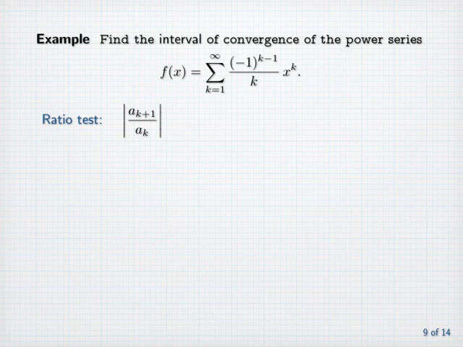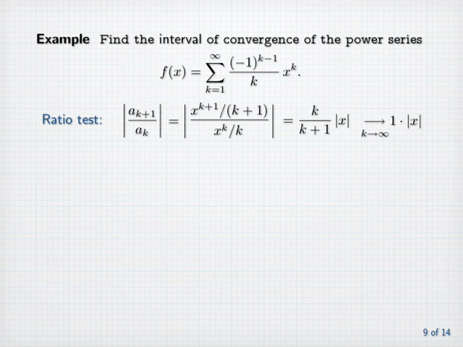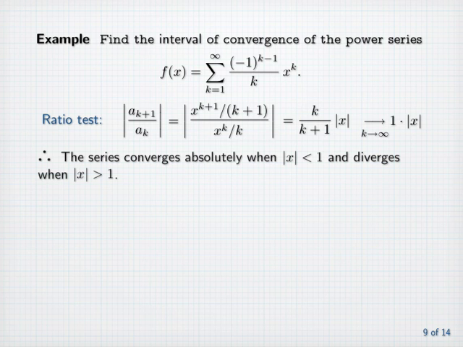The absolute value of the (k+1)th term over the kth term is equal to the absolute value of x^(k+1)/(k+1) divided by x^k/k. This is equal to k/(k+1) times the absolute value of x, and as k approaches infinity, this approaches 1 times the absolute value of x. Therefore, the series converges absolutely when the absolute value of x is less than 1, and diverges when the absolute value of x is greater than 1. In other words, the radius of convergence is 1.